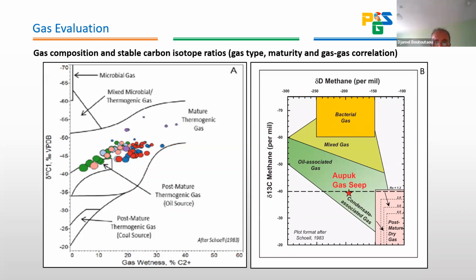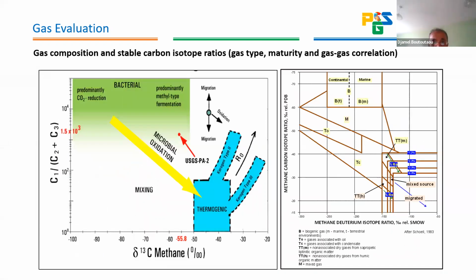We have different parameters that we can use. We use mostly the composition. For example, we look at the gas wetness and gas dryness. We look at the isotopes of the gas, and we can classify different types of gas based on the composition, the carbon isotope, and also the hydrogen isotope. This just shows examples of how we can classify different gases. If it's bacterial, biogenic gas will plot in this area. Any thermogenic gas will be there. We can have mixing of biogenic and thermogenic. We can have, like in here, oil-associated, condensate-associated, and non-associated gas.